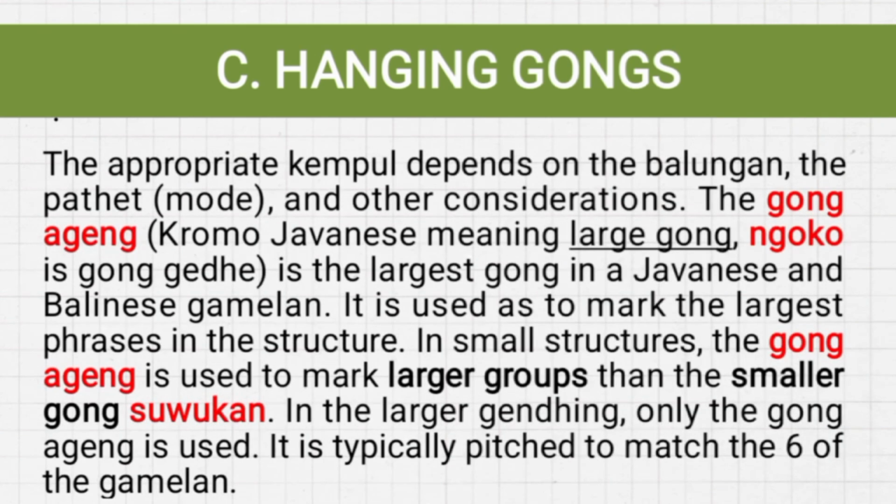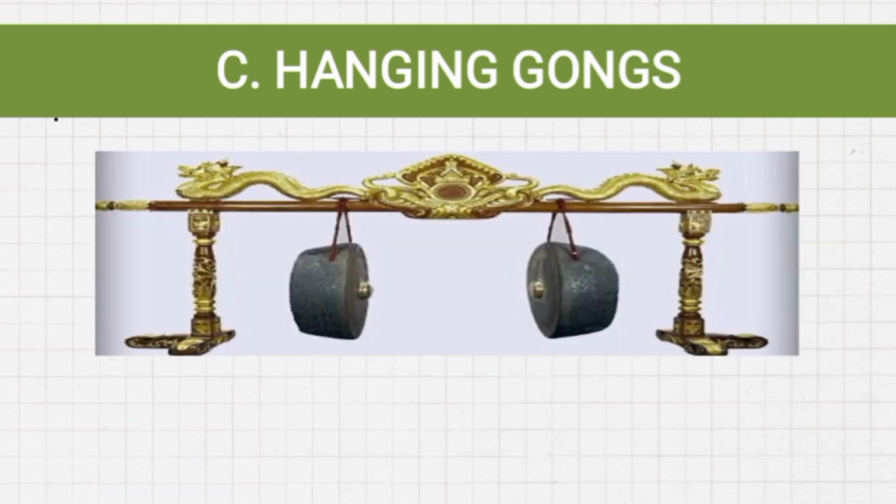The appropriate kempul depends on the balungan, the pathet mode, and other considerations. The gong ageng and gong suwukan: kapag sinabi po natin gong ageng, it is used to mark larger groups, while the gong suwukan is for the smaller groups. That is the example of the hanging gong, which is the kempul.